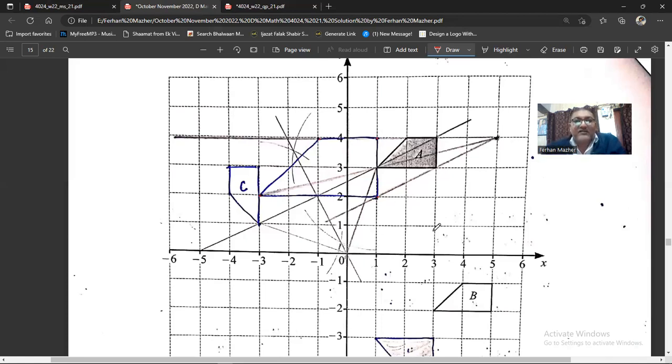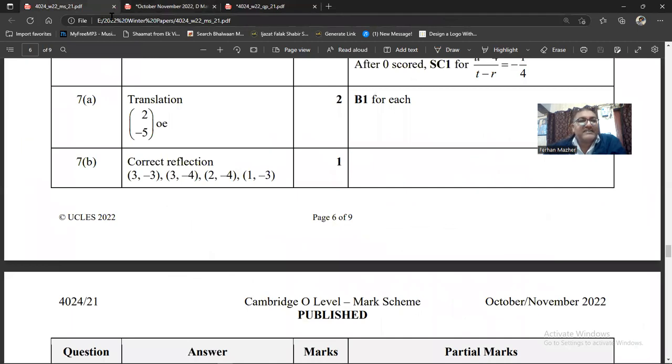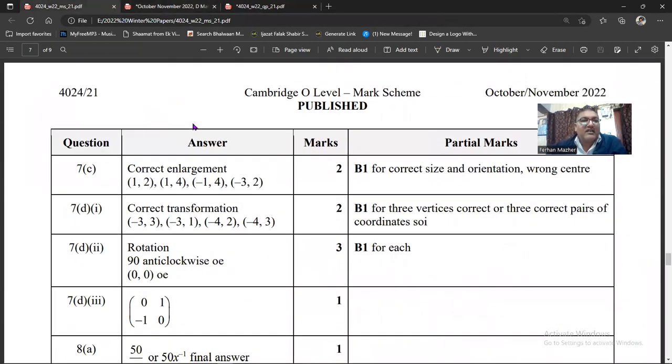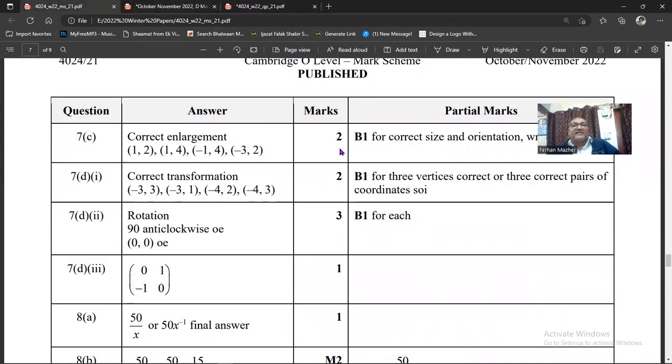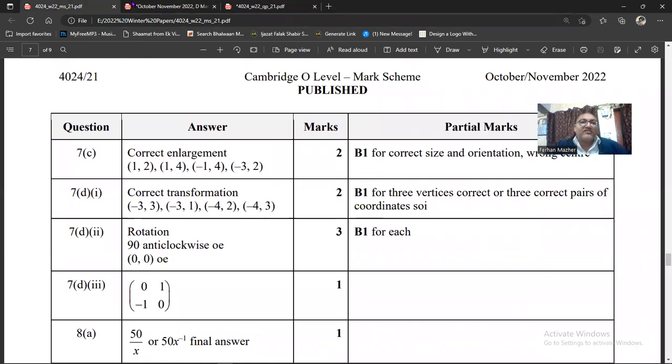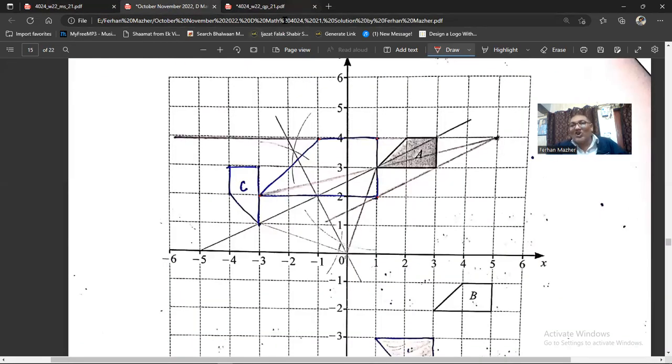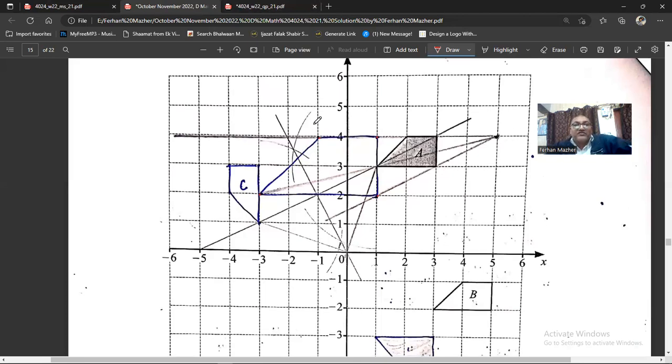So its coordinates are 1, 2, 1, 4, minus 1, 4, and minus 3, 2. So these are my answers. So let's check. 1, 2, 1, 4, minus 1, 4, minus 3, 2. So our answers are perfect. They are right. So this is how the enlargement is done. This point is the center of the enlargement, and the scale factor was positive 2.